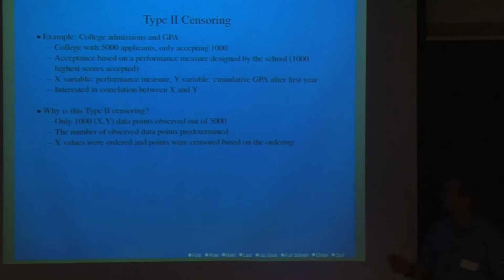And then finally, this example shows how censoring is carried out, in the sense that the x values, the performance measure scores, were ordered, and the censoring was based on the x values, whereas the y values just followed their particular x value when ordering occurred.